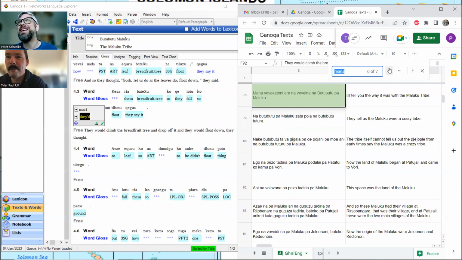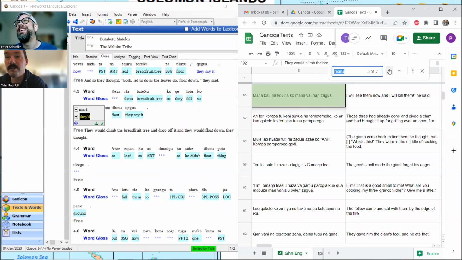We've been struggling with mana a little bit. I think we already have mana glossed. I'll tell you the way it was. It hasn't happened yet. Right. I would tell you the way of the I will see them now, and I will kill them. I would see them, I would kill it. But it's certainly irrealis because it hasn't happened yet. Oh, I think I actually don't even need any more evidence. I'm very convinced about this.